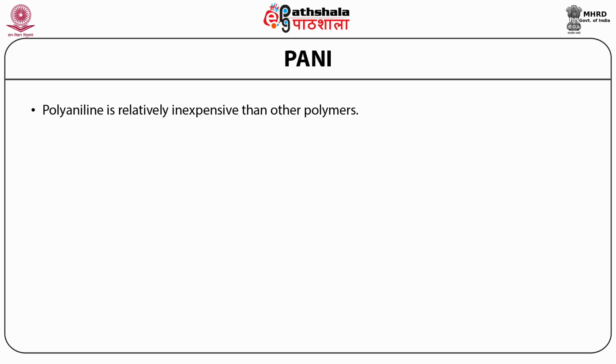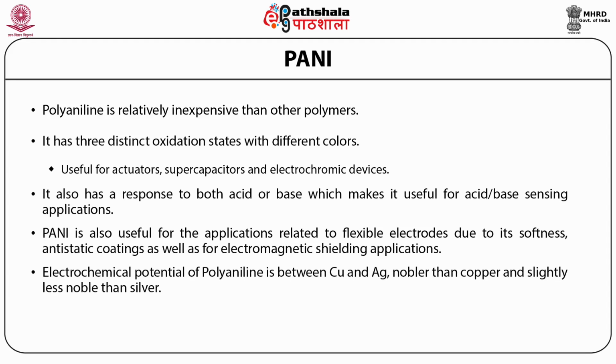Polyaniline is also relatively inexpensive compared to other polymers. It has 3 distinct oxidation states in its neutral base form. First is leucoemeraldine, which is whitish or colorless; emeraldine, that is emeraldine salt, which is green, and emeraldine base, which is of blue color. And third is pernigraniline, which is blue or violet colored.